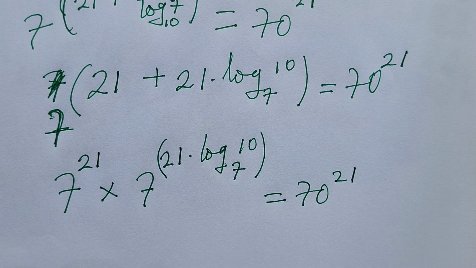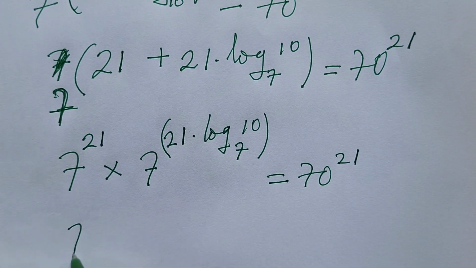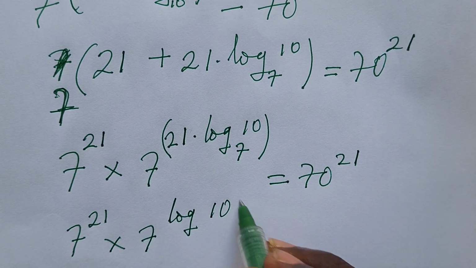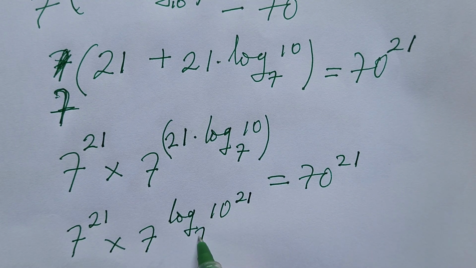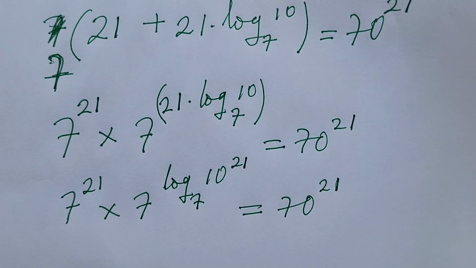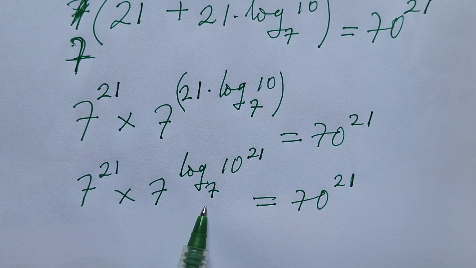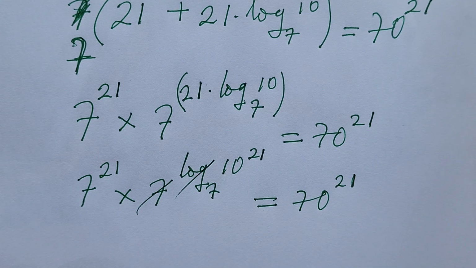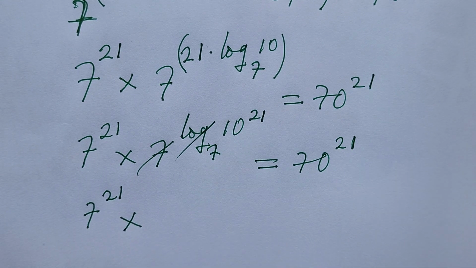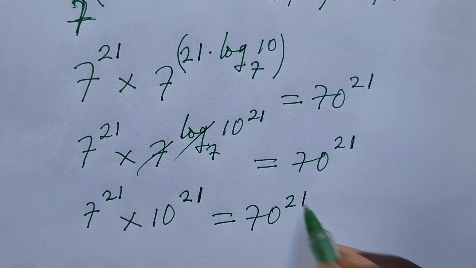Now we want to apply the power law of logarithm by moving this to this side. So this will give us 7 to the power of 21 times 7 to the power of log 10 to the power of 21, that is base 7, equal to 70 to the power of 21. Good. Now look at this expression we have here. We're having 7 to the power of log base 7, so automatically this and this will leave the system. So we're now left with 7 to the power of 21 times 10 to the power of 21, equal to 70 to the power of 21.